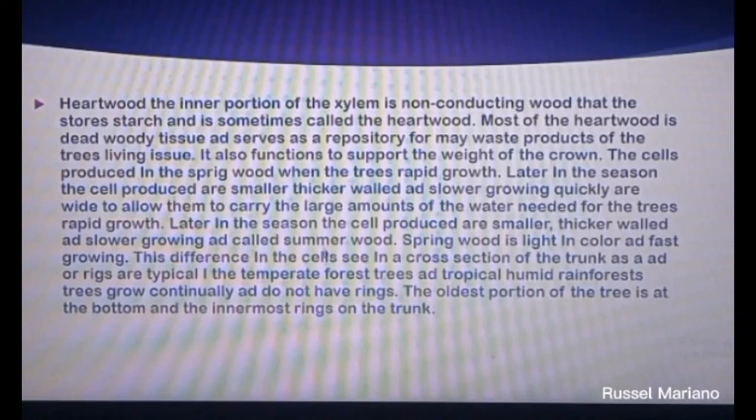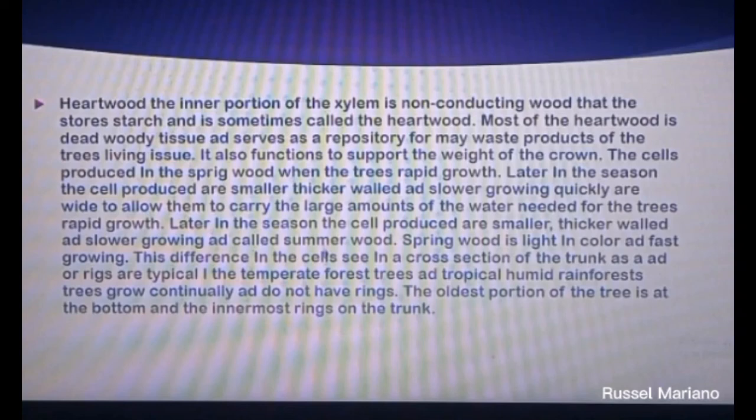The cells produced in the spring are wide to allow them to carry the large amounts of water needed for the tree's rapid growth. Later in the season, the cells produced are smaller, thicker walled, and slower growing, and are called summer wood. Spring wood is light in color and fast-growing wood.